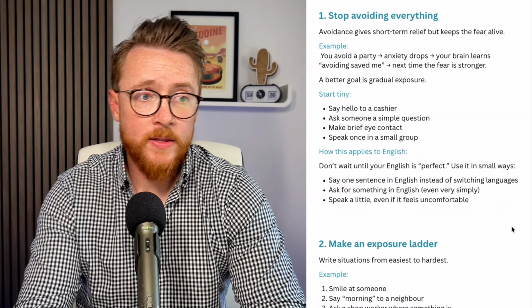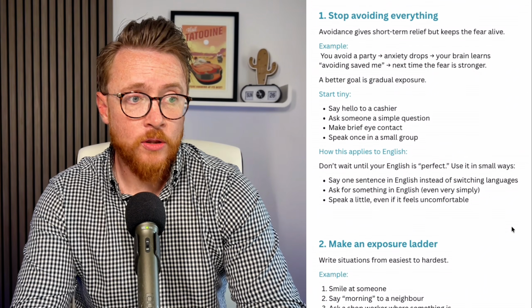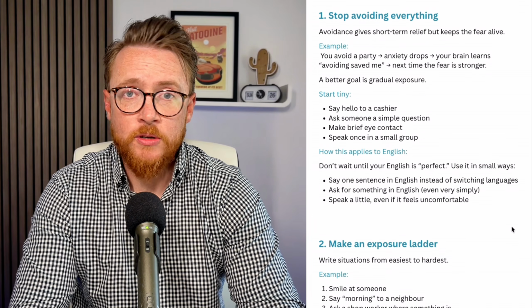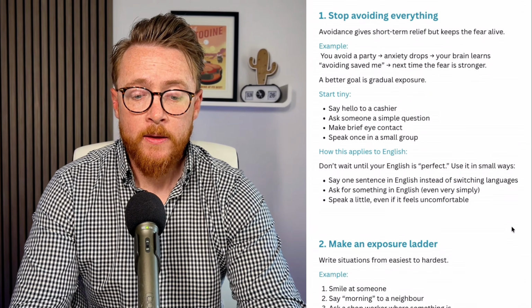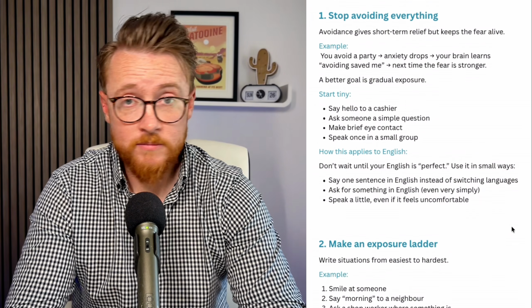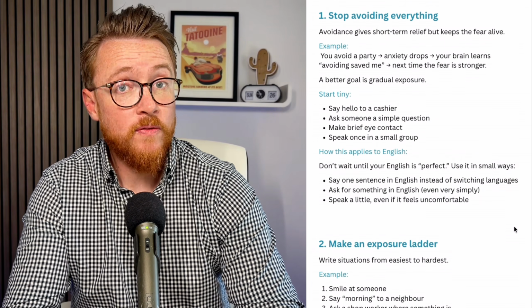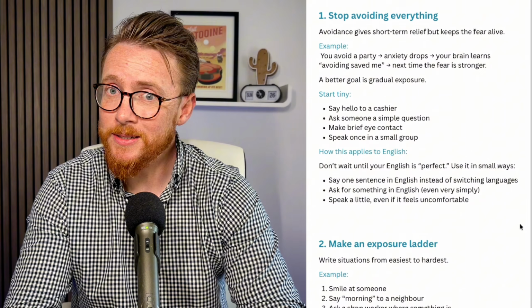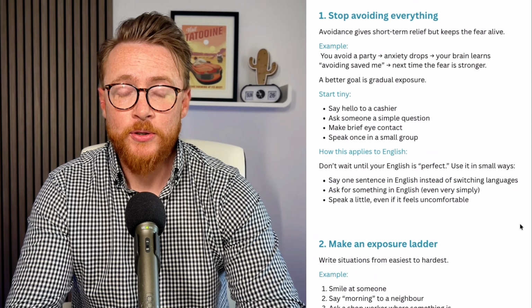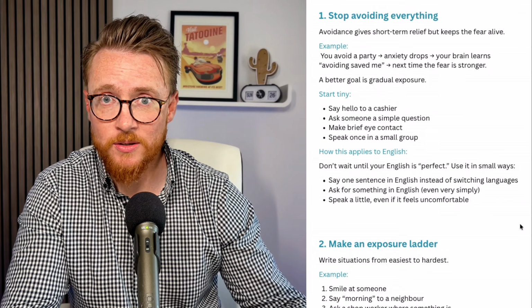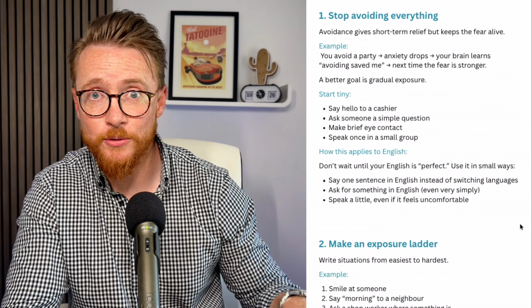But how can we apply this to English? Well, don't wait until your English is perfect. So you just avoid all situations. Almost like you avoid asking for directions. You avoid starting conversations. You avoid eye contact. Because you think, my English isn't perfect. Because every time you avoid that conversation, well, the fear just increases. The fear is still alive, and your brain thinks, well, that's the solution.